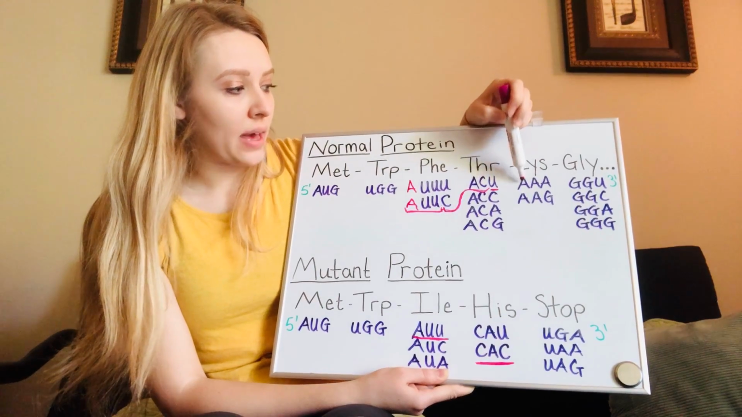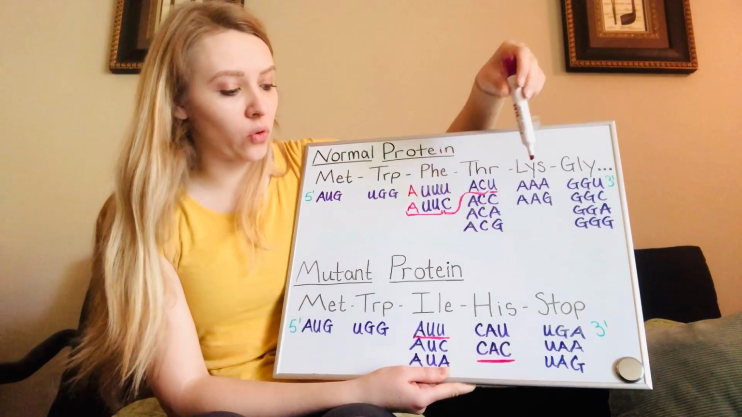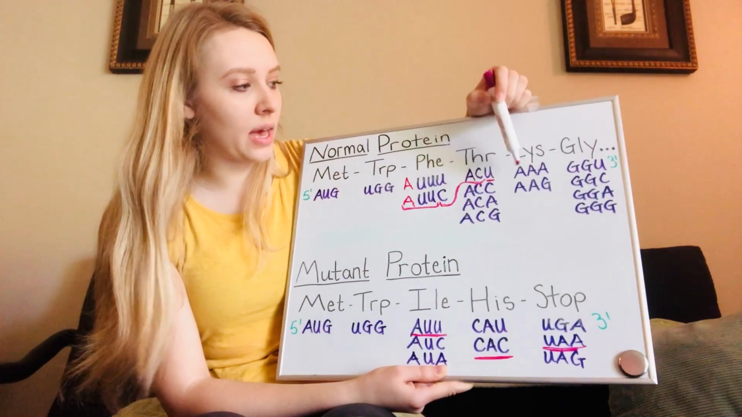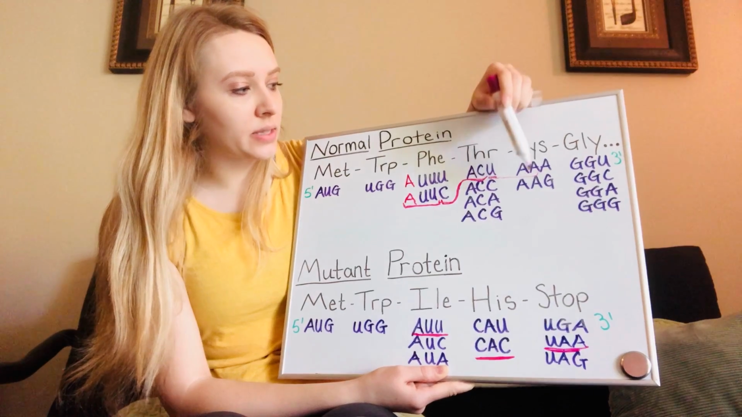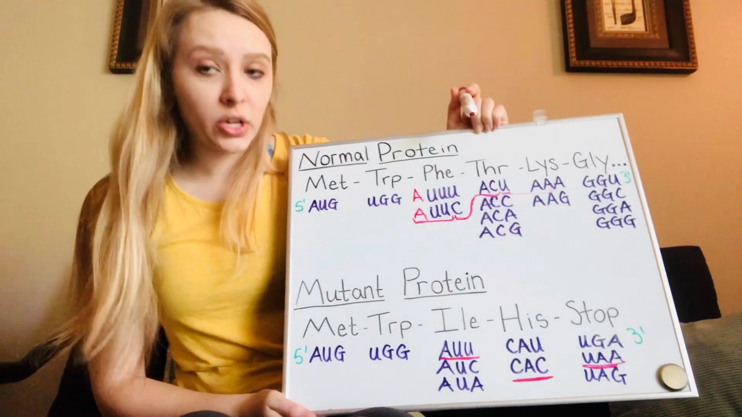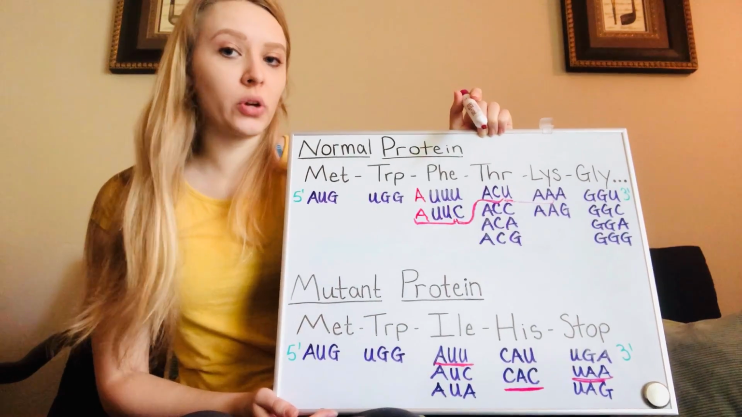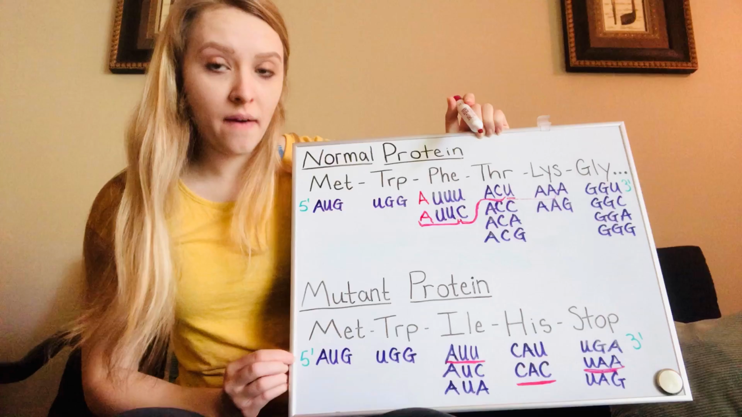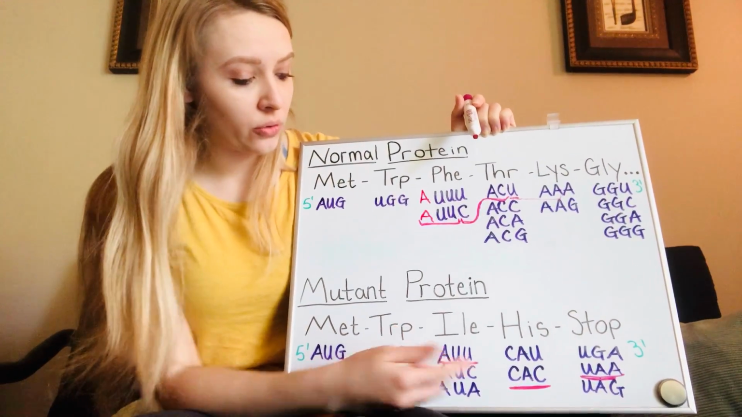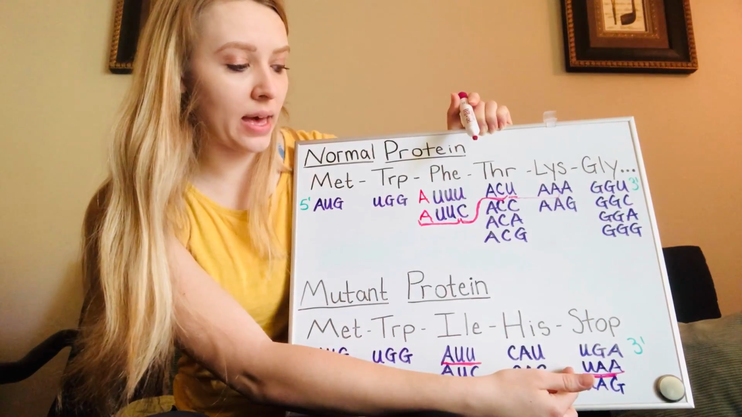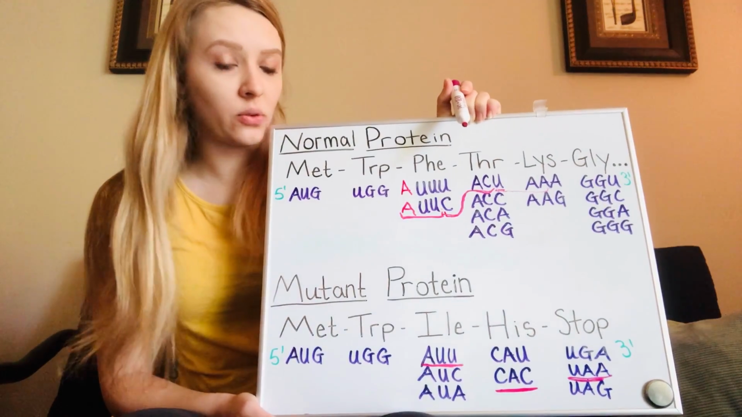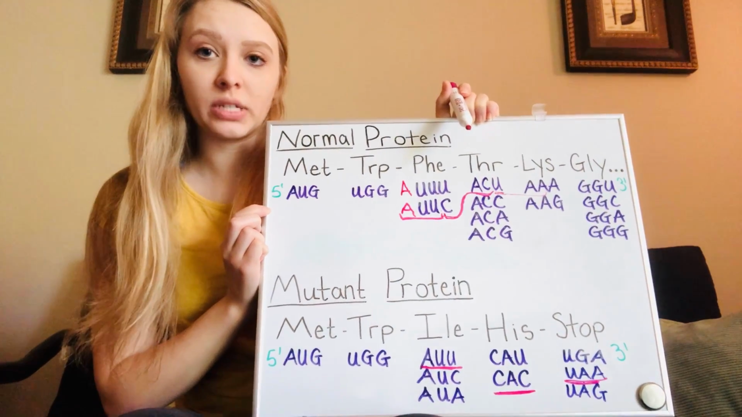So it can either be UAA or UAG. Therefore, we know that our stop codon for our mutant protein will be UAA. You can section it off like this. It doesn't really matter which one, because in this case they both satisfy. So we know that the mRNA sequence of our mutant protein in this case would be 5' AUG, UGG, AUU, CAC, UAA, 3'. And that is how you can figure out a mutant mRNA sequence given a normal protein sequence.